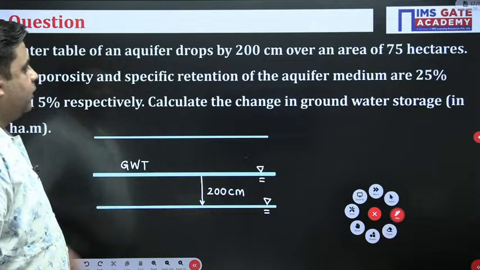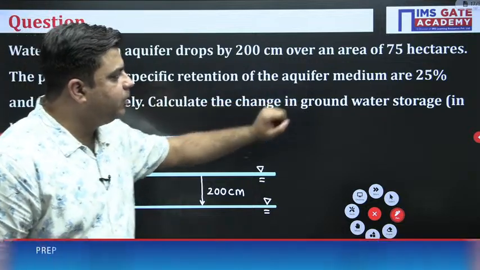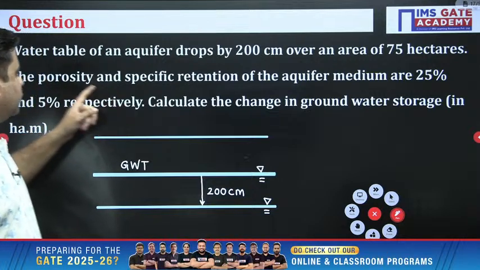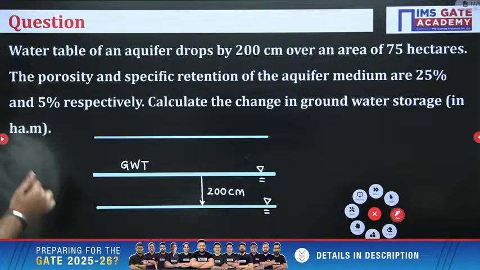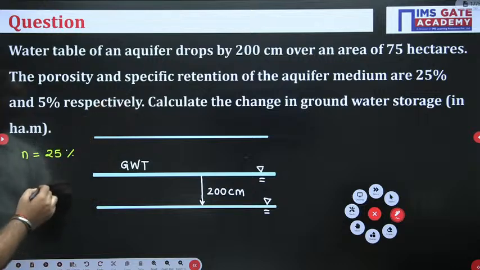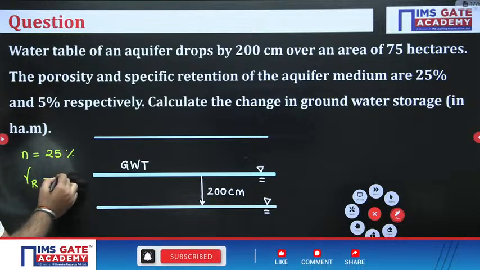Okay. The porosity and specific retention of the aquifer medium are 25 and 5% respectively. So porosity N is given to you as 25%. N is 25%. And you have a specific retention, gamma R, given to you as 5%. Okay, sir.